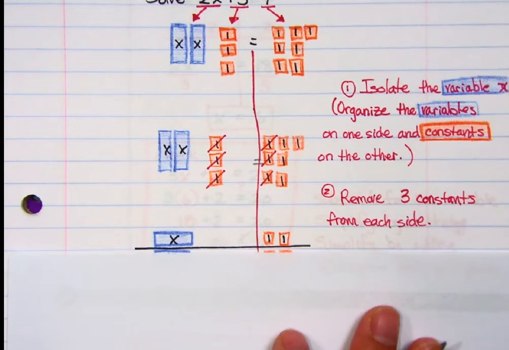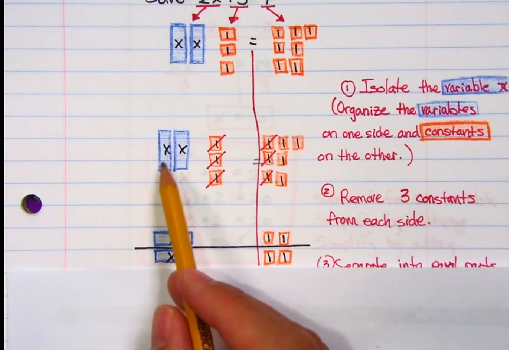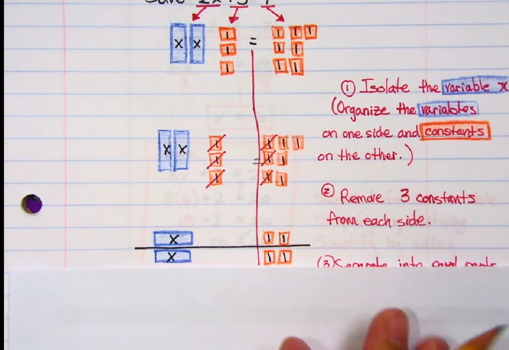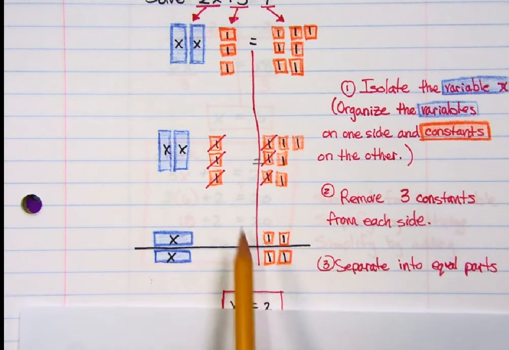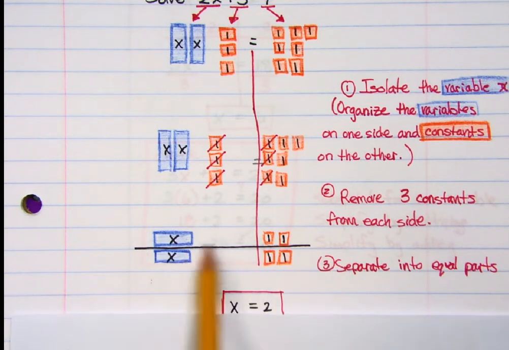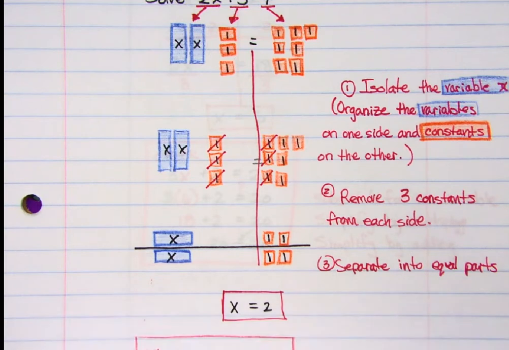Okay, so once I do that, I notice that, hey, look, I've got 2 x's. I just kind of rotated them. I've got 2 x's, and then it's left over with 4 spots left over. So I can separate those into 2 equal parts. I can cut it in half. And I can find out that if I cut that in half, 1x is equal to just 2 spots. Just 2.